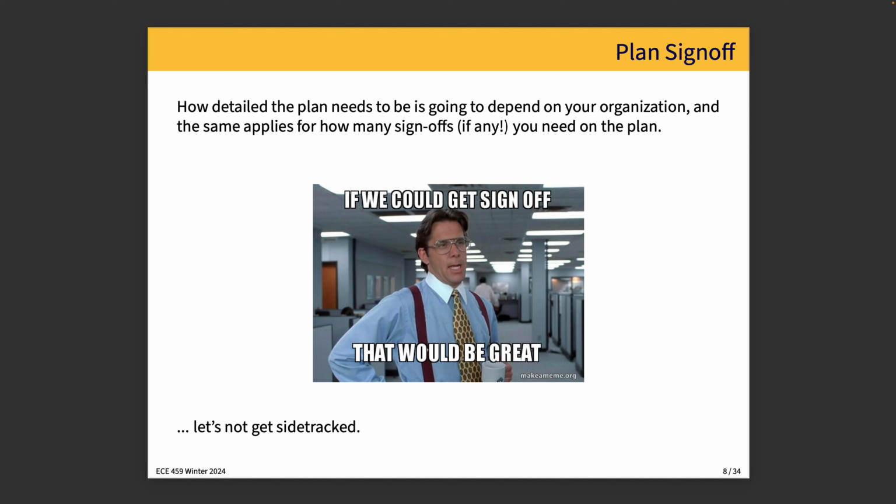Now, in real life, though, you probably do need to make a plan, but how detailed the plan is going to be depends on the needs of your organization, and the same applies to how many sign-offs, if any, you need for the actual plan. Some companies, just by their nature, have a high need for justification of the time invested because time is money, developer salary, and opportunity costs. What work are we not doing in favor of this? There's lots of literature out there about how to justify technical investments to senior management. It's a subject I'm passionate about, but let's not get sidetracked. Technical investments are important, even if they are sometimes hard to quantify.